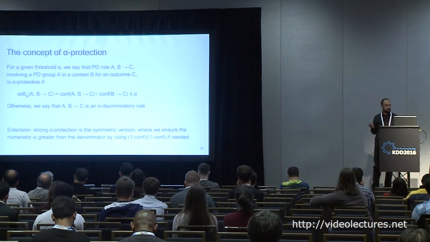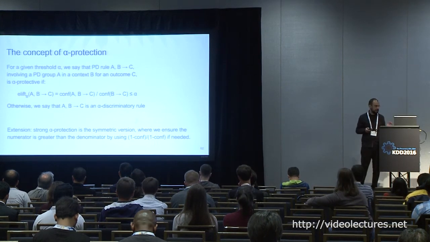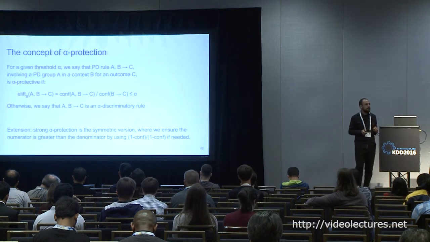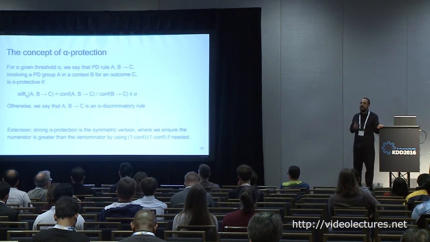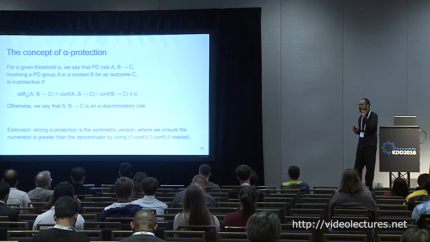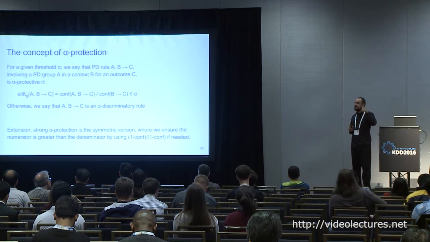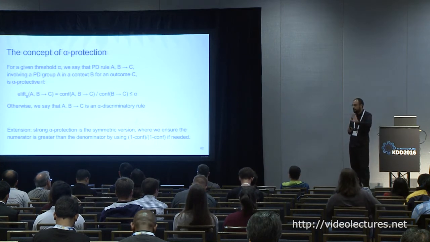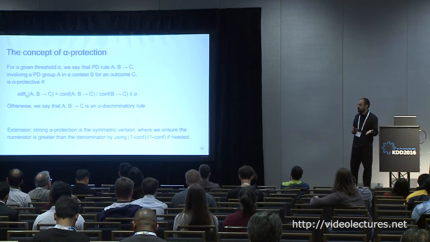Okay? And the authors in these papers about non-discrimination define the concept of alpha protection. They say your database is alpha protected if anytime I find a rule with the property that, if you add a protected attribute, my confidence in your decision increases, the increase is not so big, then you're fine. Your outcomes can be claimed to be alpha protected.